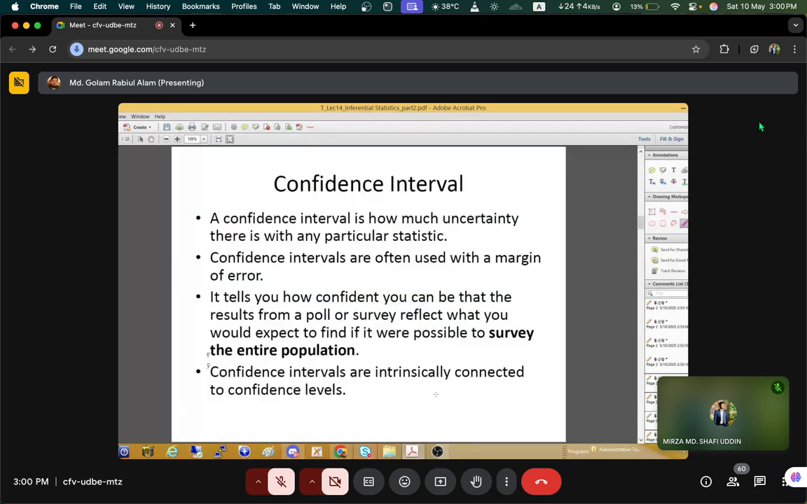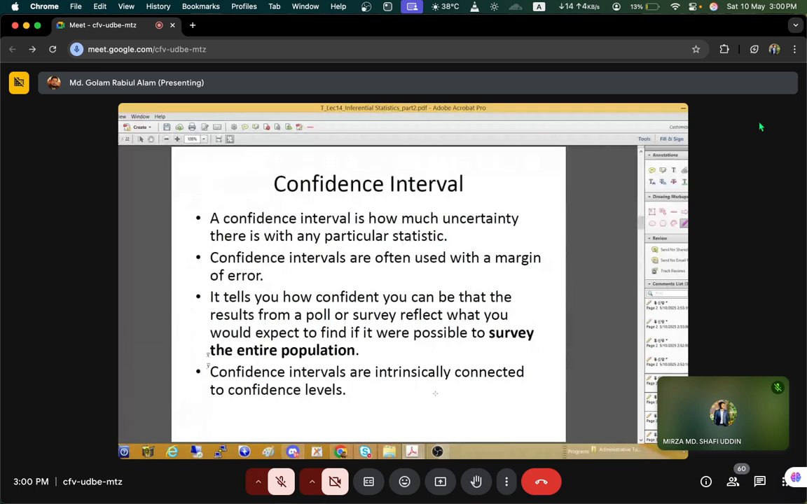For hypothesis testing, some of the terminologies are very important. We need to know those terminologies before discussing the test. One is called the confidence interval. Confidence interval means how much uncertainty there is with any particular statistic.